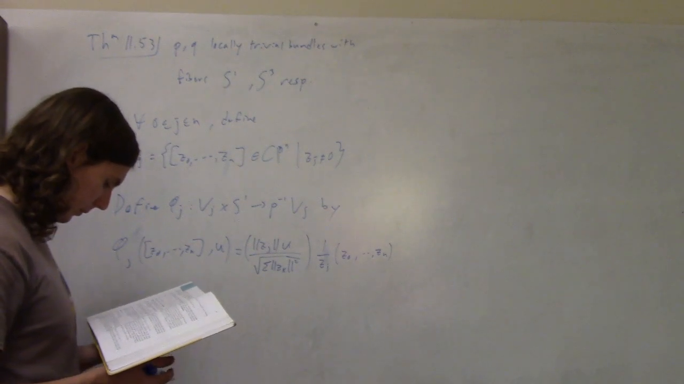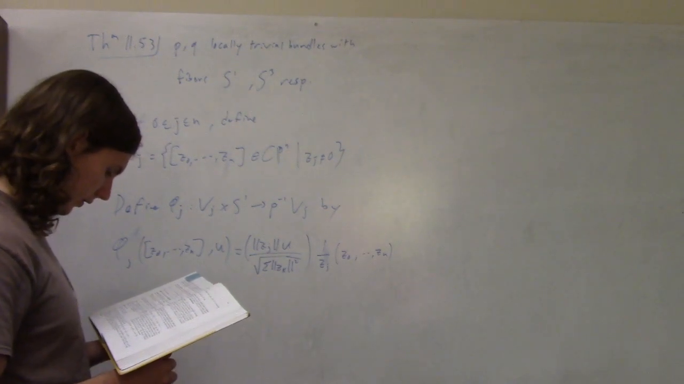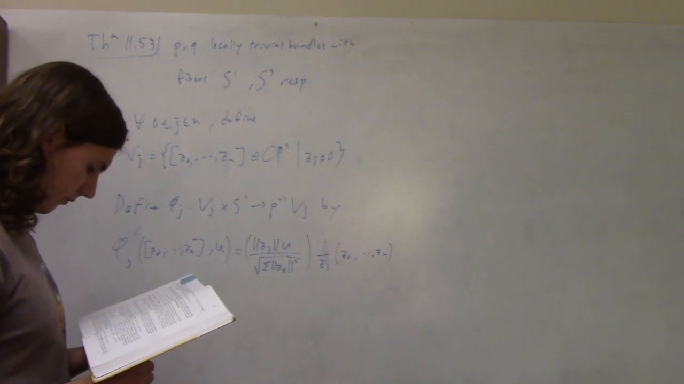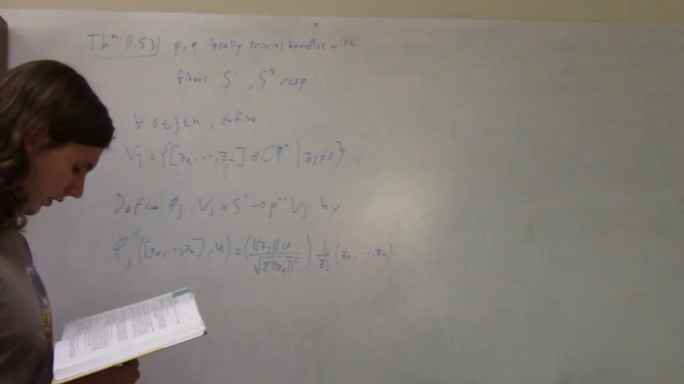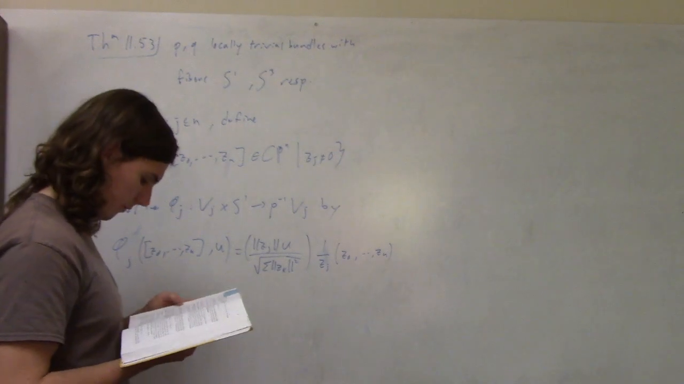And it's well defined because if two points are equivalent, multiplying by lambda kind of cancels out. Oh, right. This. It's like.